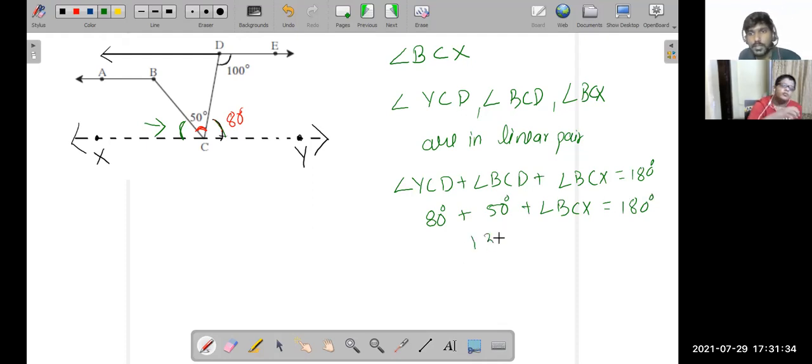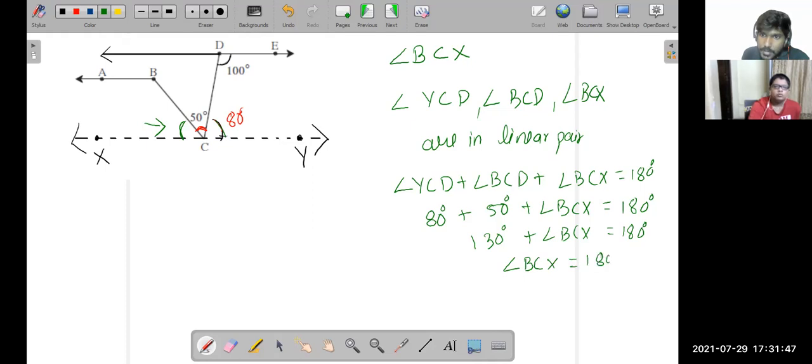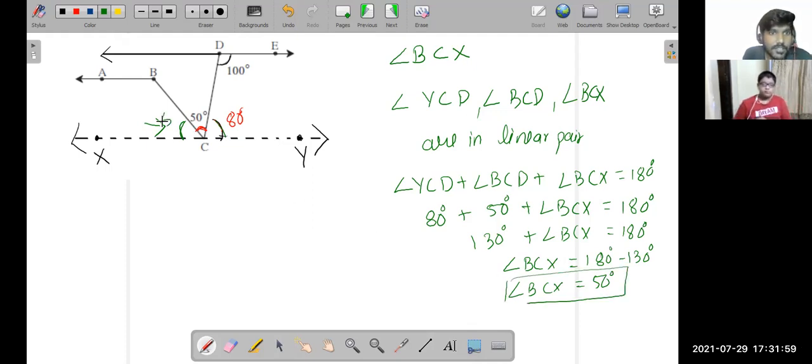So 130 plus BCX is equal to 180 degrees. Take 130 to the other side, it gets subtracted. So BCX is equal to 180 degrees minus 130, which is 50 degrees. So BCX, this is 50.